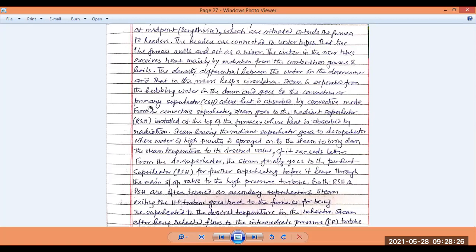First, there is a convective or primary superheater, where heat is absorbed by the convective method, and the radiant superheater, which is installed at the top of the furnace, where heat is absorbed by radiation. Among conduction, convection, and radiation, this is not conduction, because the flue gas does not come into direct contact with the steam itself. It is heated by the surroundings. It heats the water inside the tube, converting it into superheated steam.